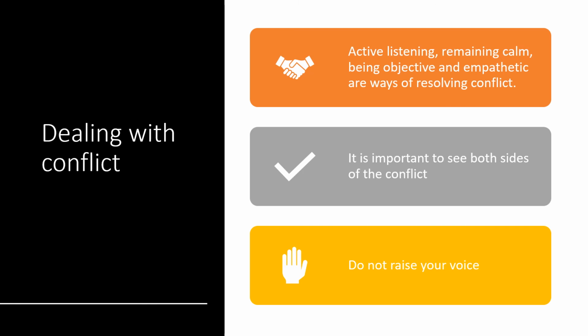Trying to empathize with them and trying to understand why they are upset will help you deal with the situation too. It's important to be able to see both sides of the conflict. So once they've explained to you their side of the story, it's very important that you listen to it so you can understand why they're getting upset, in order that you can in turn explain your side. Whatever you do, at any point, do not raise your voice, do not shout.